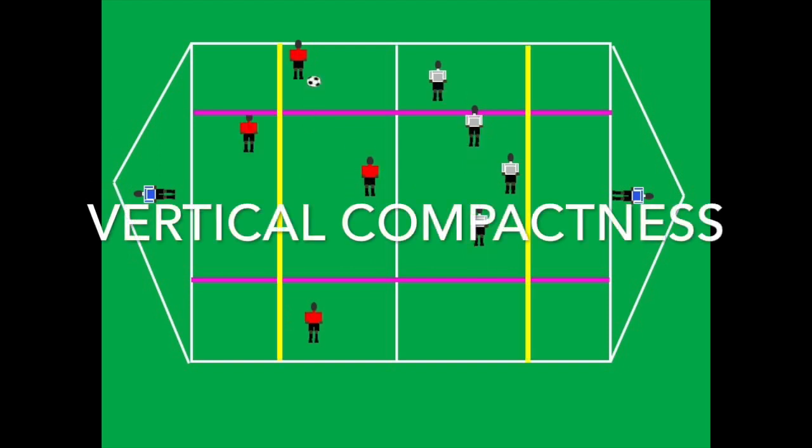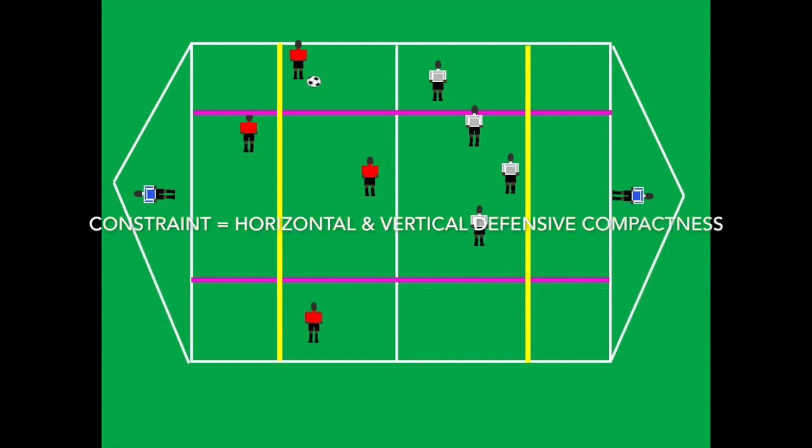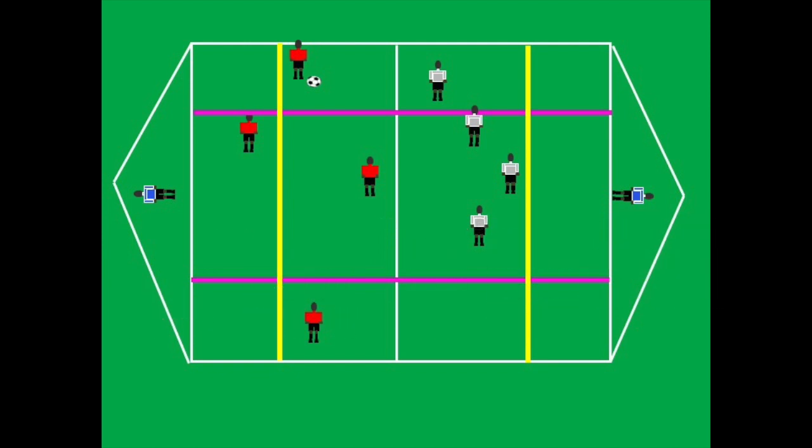Now if we go a little bit further with this, we add 2 yellow lines, and that forces vertical compactness and horizontal compactness. So in this example here, you could see they have to be above the yellow line at all times, and because the ball is out wide on the left, 1 player in gray has to step out into the channel. Nobody could be in the opposite channel for the gray team. So now you have horizontal and vertical compactness, all done by using constraints in that simple game.